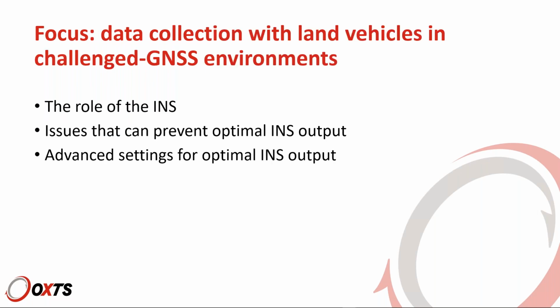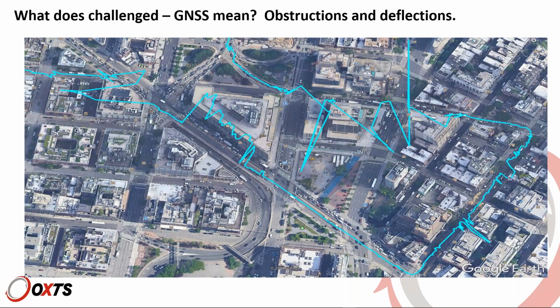So the focus of this webinar will be data collection, specifically with land vehicles in a challenged GNSS environment, such as urban environments. We'll quickly look at the role of the INS. What do you expect from the INS in a similar context? The issues that can prevent you from getting an optimal output from the INS, and what to do. The best part of the webinar will obviously be on the advanced settings, what to do in order to get the optimal INS output.